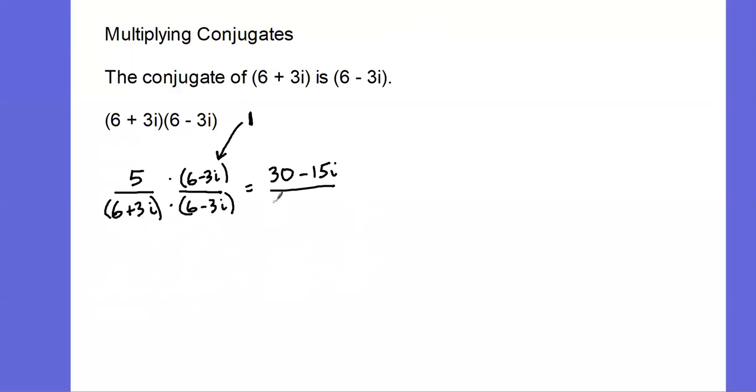6 times 6 would be 36. So I took care of this part of FOILing. Now I've got to distribute the 6 to the negative 3i. 6 times negative 3i would be minus 18i. Positive 3i times positive 6. I've got to distribute this 3i now. This is the I part of FOIL. 3i times 6 would be plus 18i. And 3i times negative 3i would be minus 9i squared.